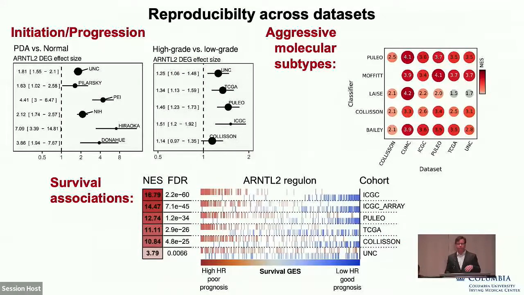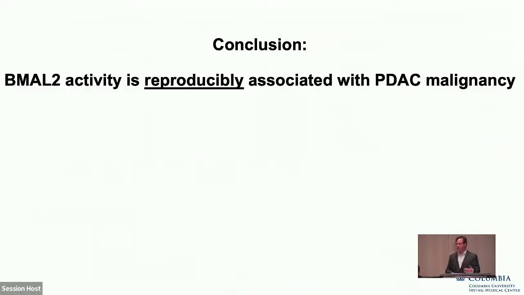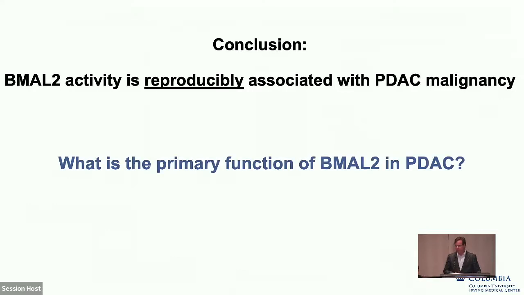One quick thing we wanted to do is make sure this wasn't some sort of statistical fluke of the data set we were using. So we looked at all of these phenotypes across every data set out there and found that initiation and progression or survival associations are all correct and reproduced in multiple external data sets. And then because there's multiple classifiers that have been published, we went and looked at every classifier across every public data set and took the most aggressive versus least aggressive molecular subtype in each of those and said, what about the activity of BMAL2? In all cases, it was associated with the more aggressive subtype. So we now can say that BMAL2 activity is reproducibly associated with pancreatic cancer malignancy. But what does it do?